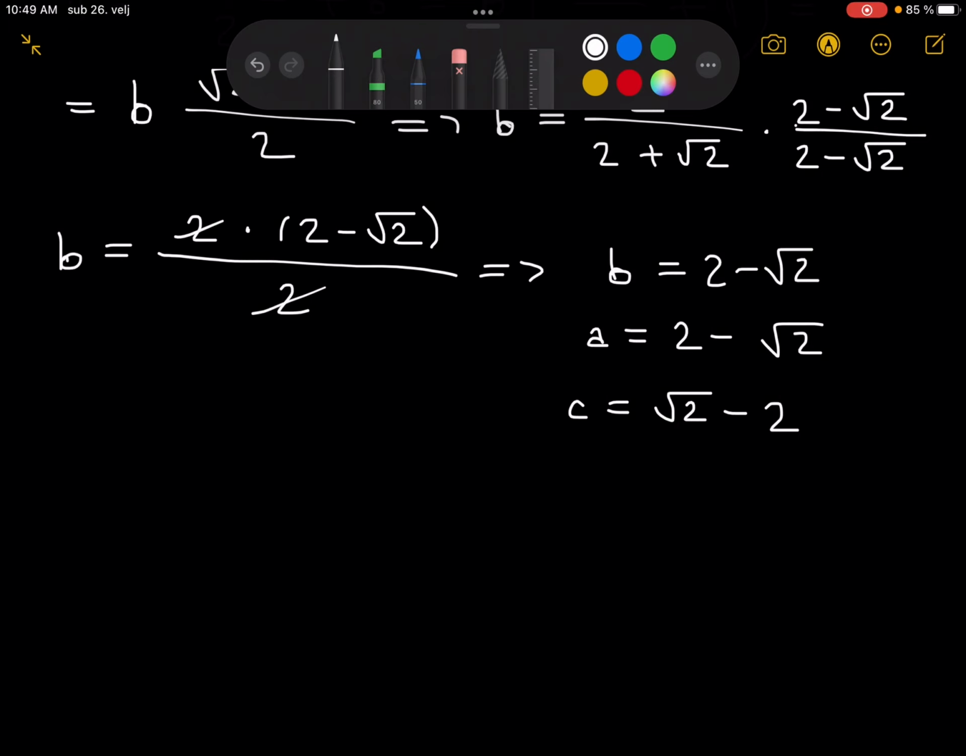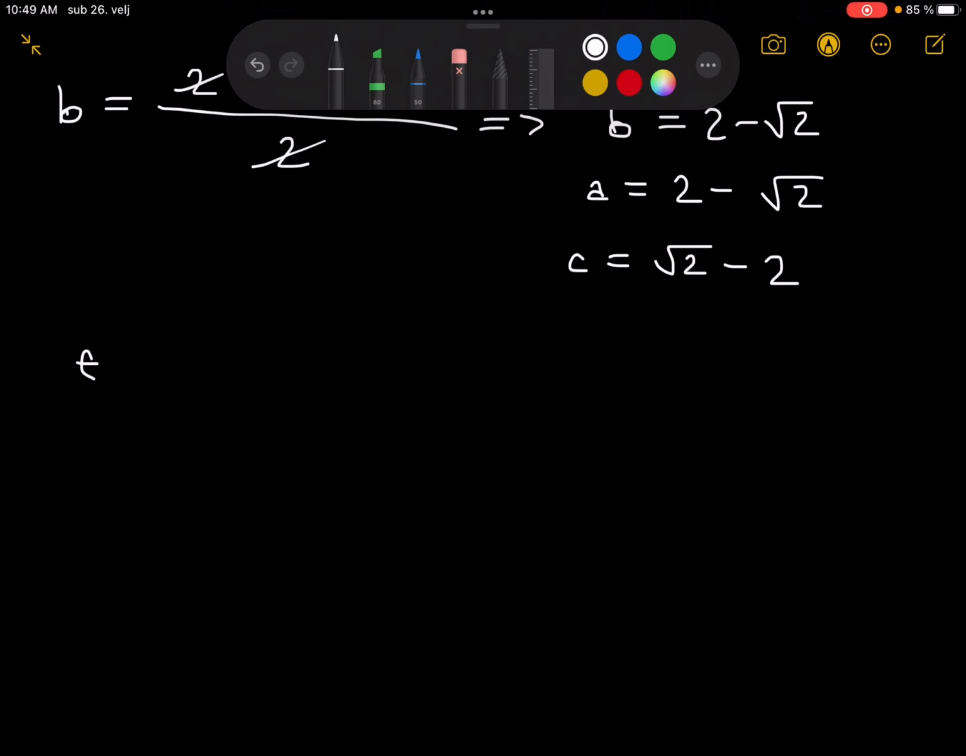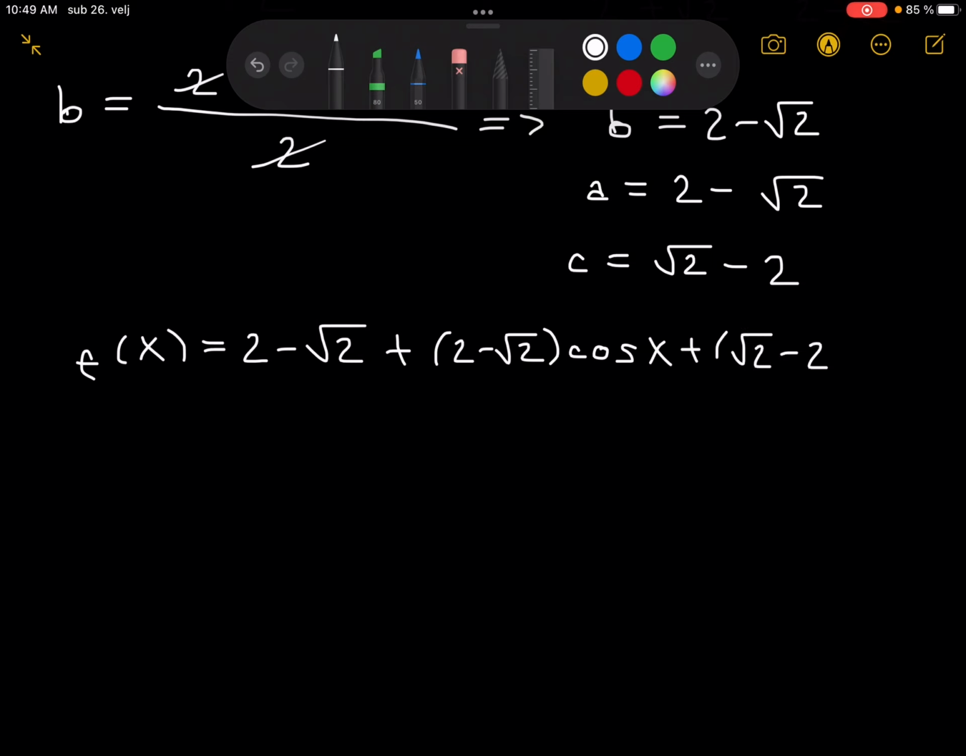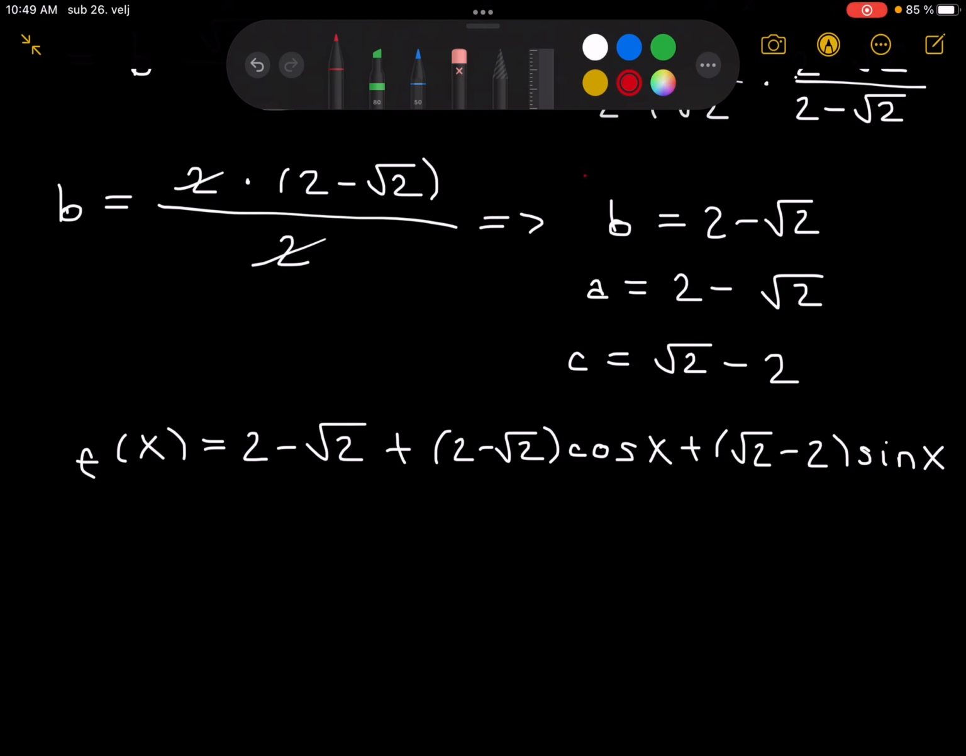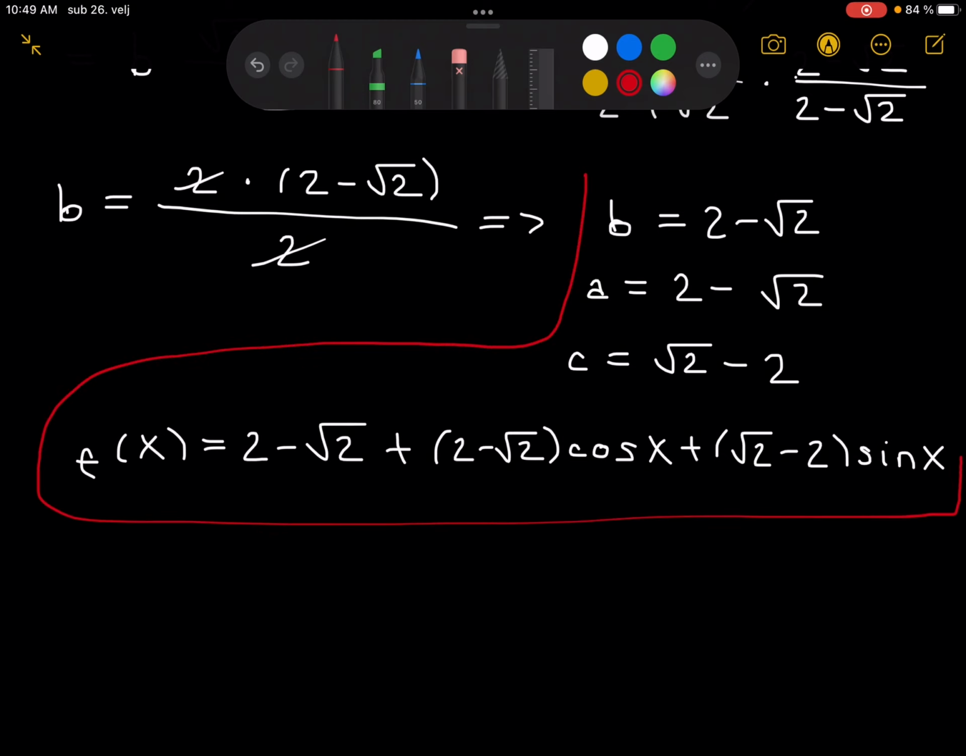And the last thing that we should do is write f of x with them. So f of x is equal to, instead of a plus b, which is 2 minus the square root of 2, we have (2 minus the square root of 2) times cosine x, and plus (the square root of 2 minus 2) times sine x. So this is our function. So all of this presents our final answer to the given problem.